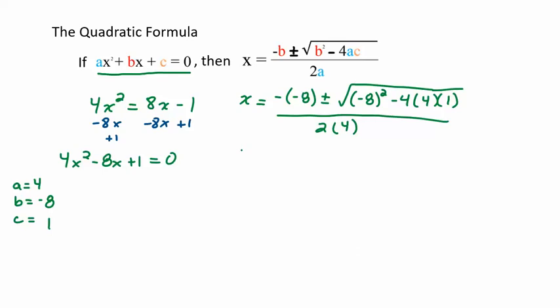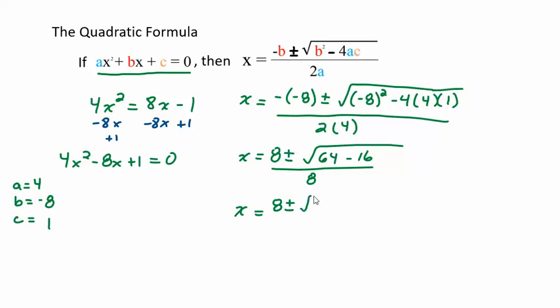Alright, so now we're going to simplify. The opposite of negative 8 is positive 8. Negative 8 squared is positive 64. 4 times 4 times 1 is 16. 2 times 4 is 8. Simplify what's under the radical, and I get radical 48. Now, 48 is not a perfect square, okay? So that means this doesn't factor. You should have learned at this point how to simplify radicals. Here's part of the reason you learned how to do that, is because we need to simplify this radical.